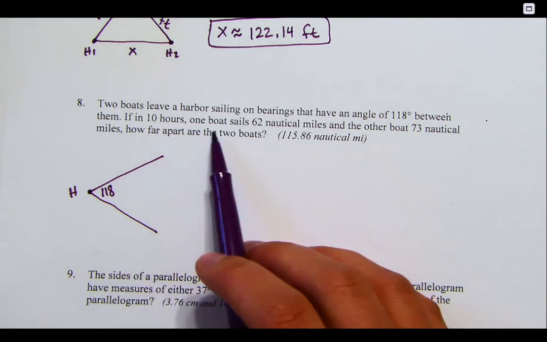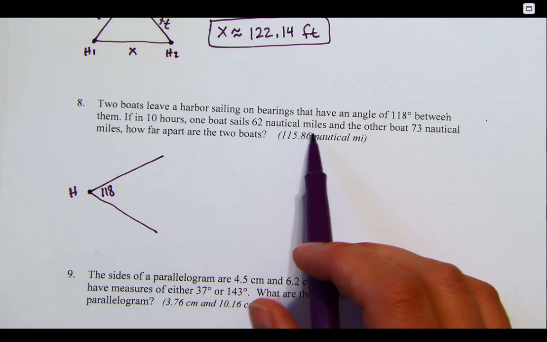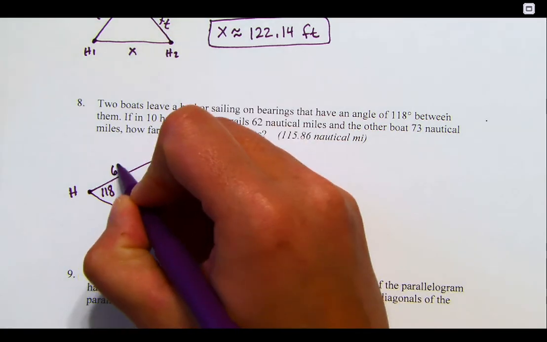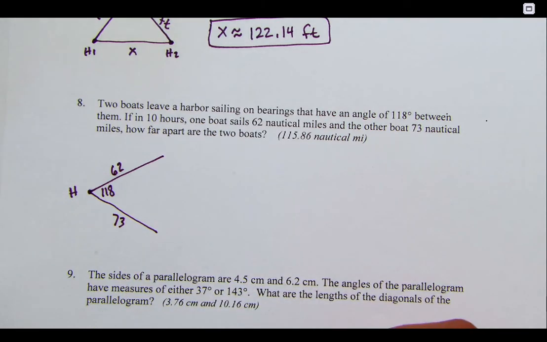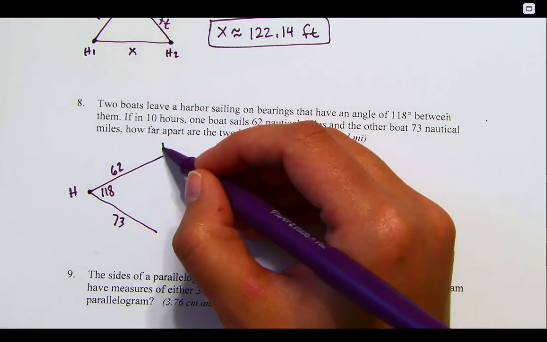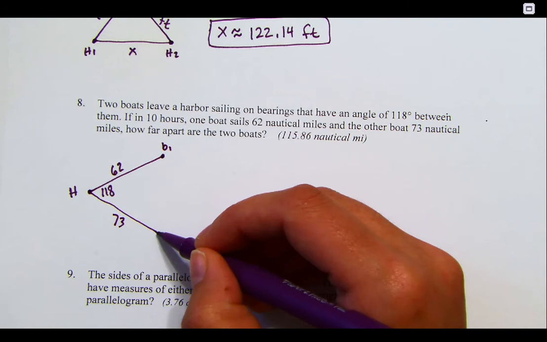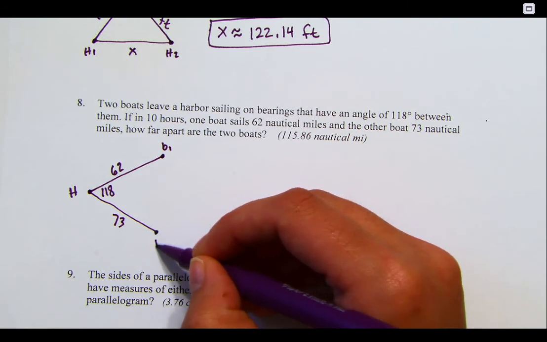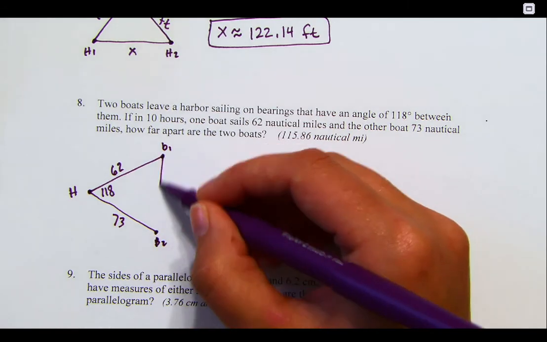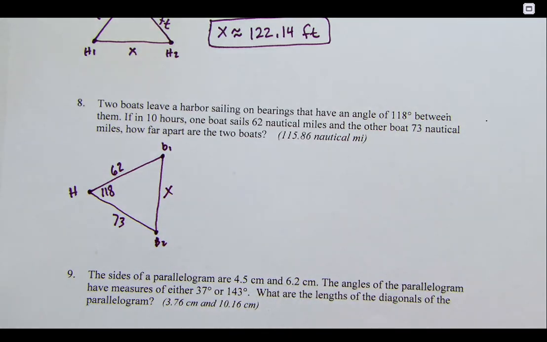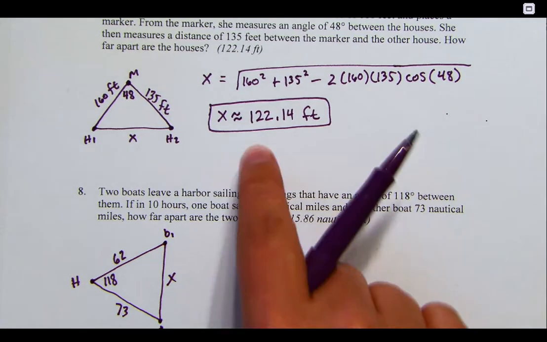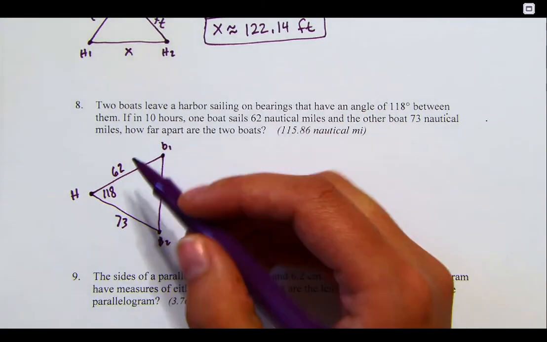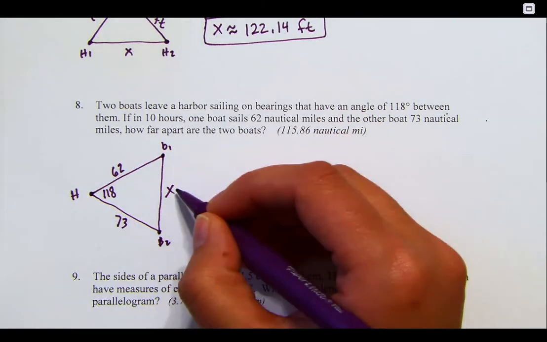And then it says in 10 hours, one boat sails 62 nautical miles and the other 73. And we want to know how far apart the boats are. So this is my boat 1 and boat 2. And we're trying to find that distance. So the setup is going to be the exact same as my previous problem. So again, I'm given side, angle, side. And then I'm trying to find this side.